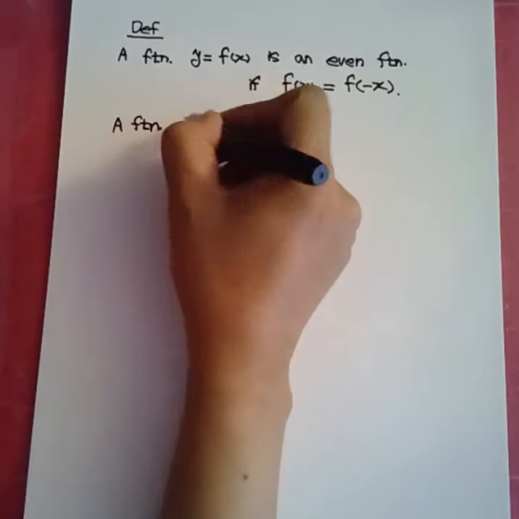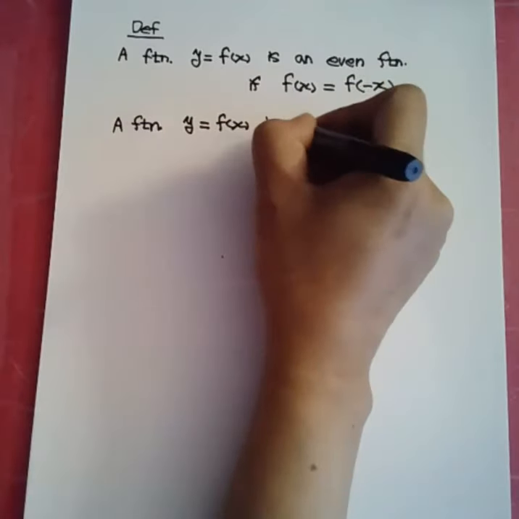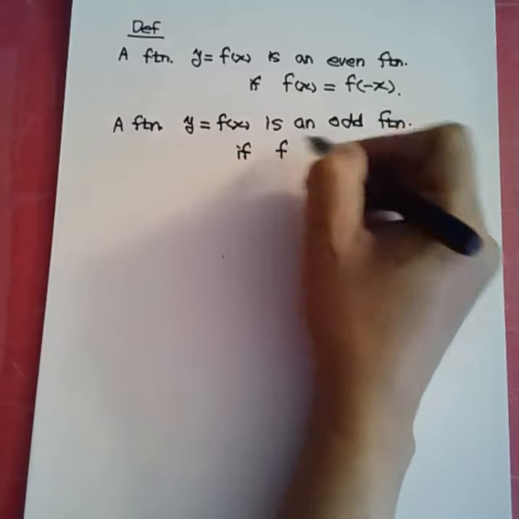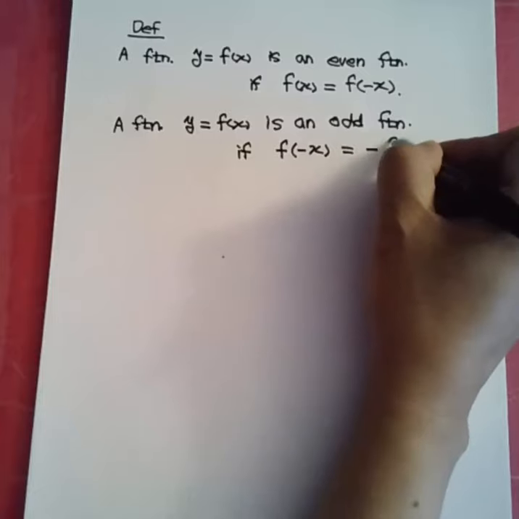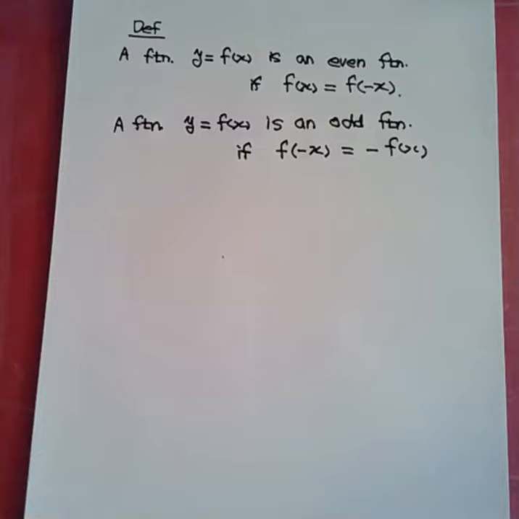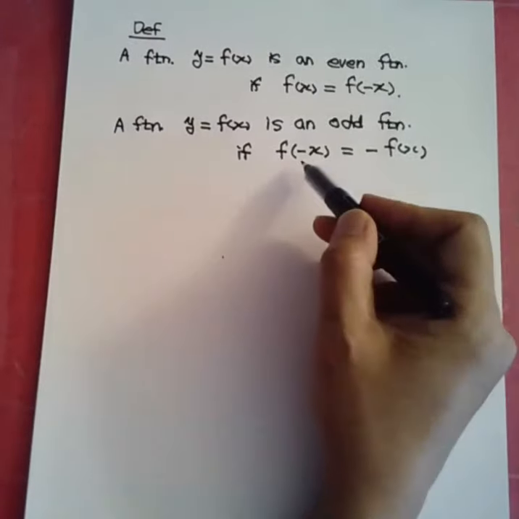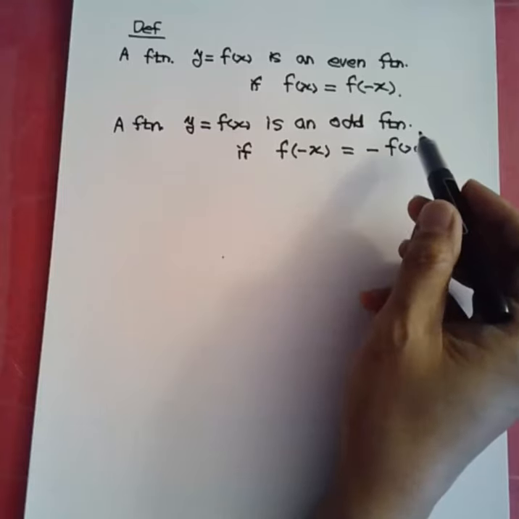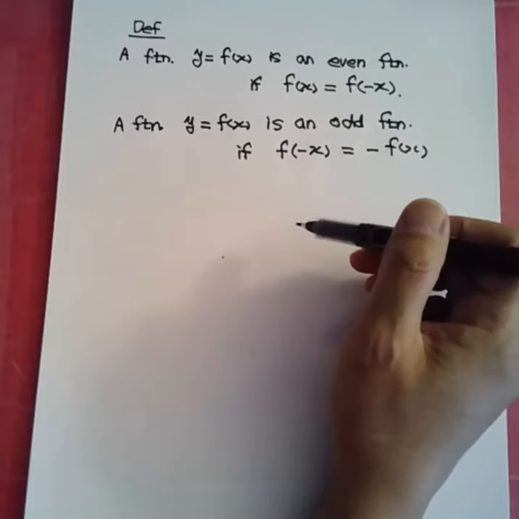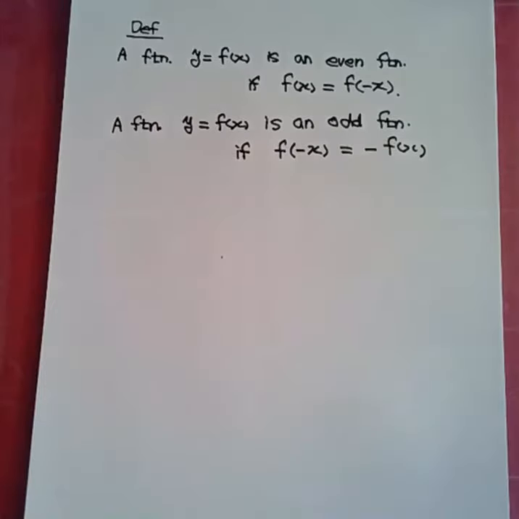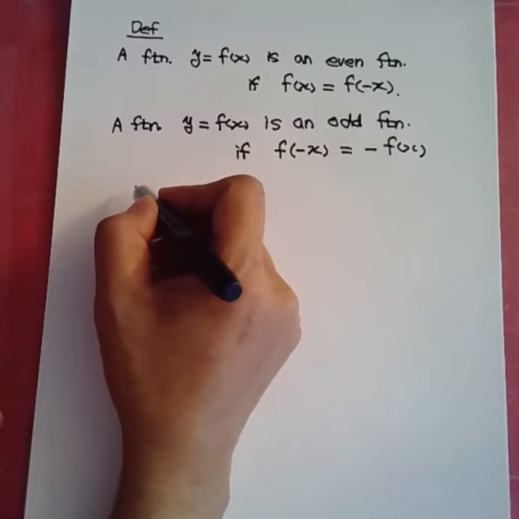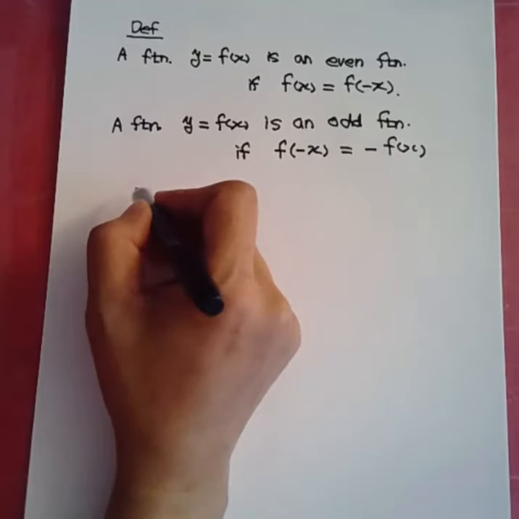A function y equals f of x is an odd function if f of minus x equals minus f of x. That means if you switch the sign of the input, then function value switches its sign. If it was positive, then it'll be negative. That means the function is symmetric with respect to the origin. What I want to say is a sine function is an odd function and cosine function is an even function. At this stage, you can just look at the graph and decide whether those are even or odd function.